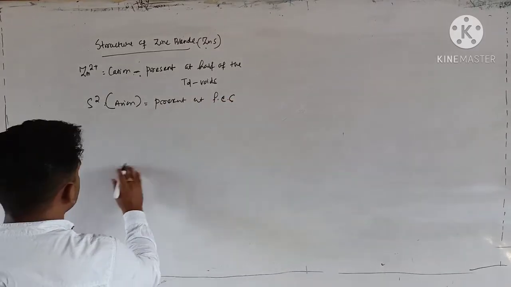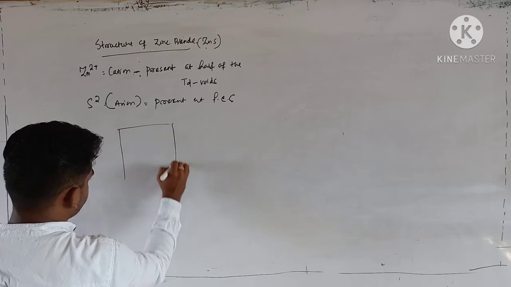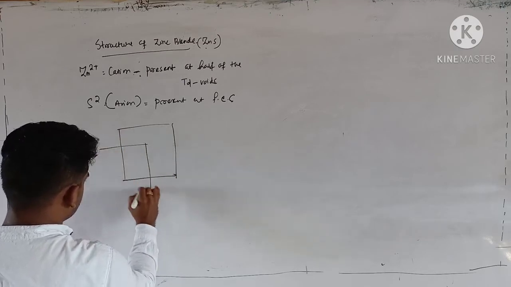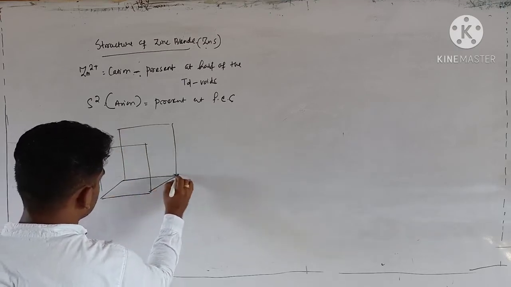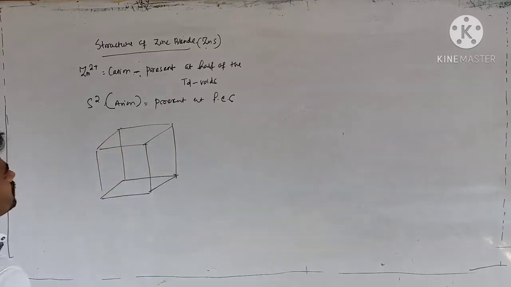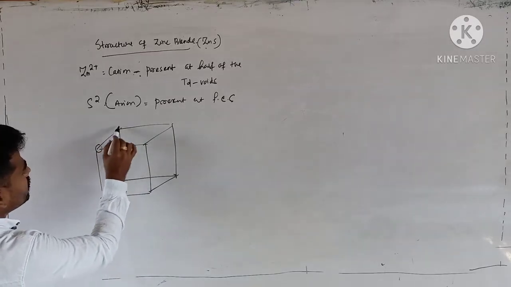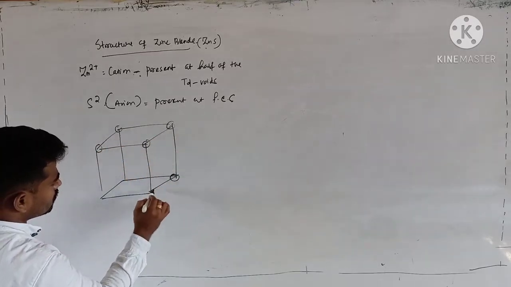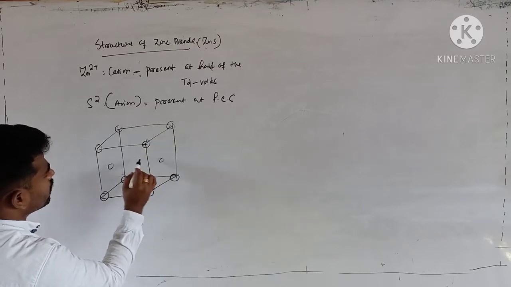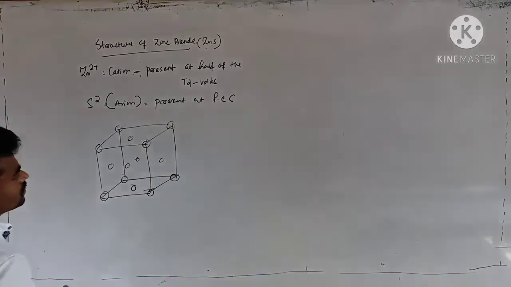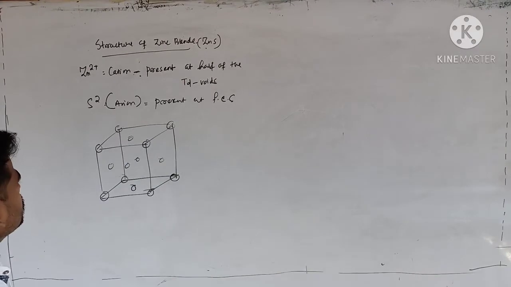Okay, so if I consider this FCC lattice, this one FCC. Here at the packing sites, these are sulfide ions present at the corners and also at the face centers. These are sulfide ions. You see, the Zn2+ ion is present in half of the tetrahedral voids.